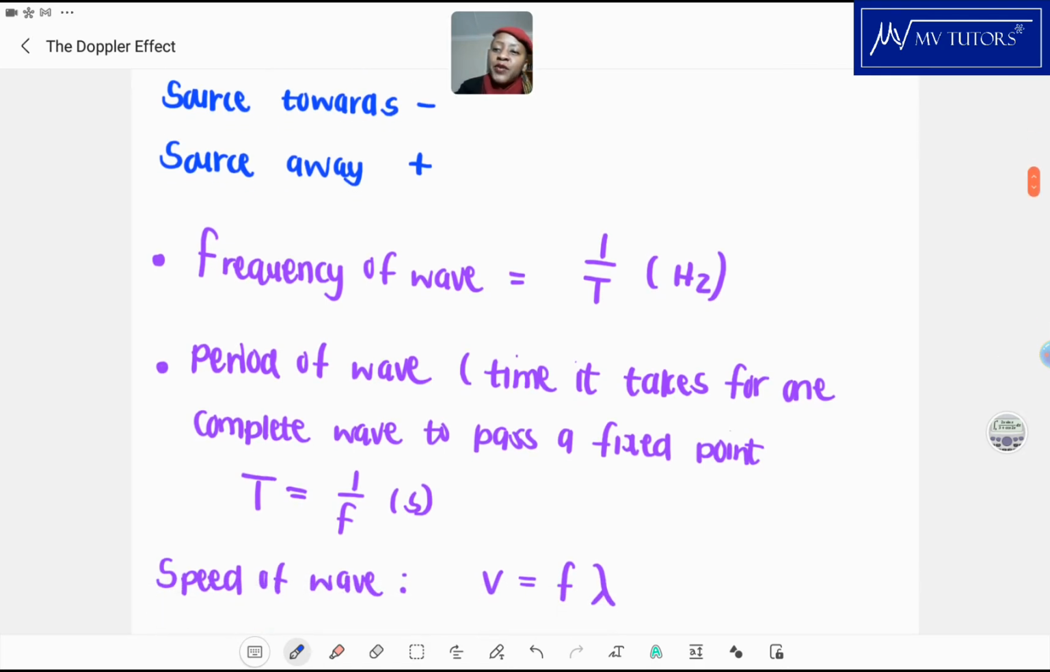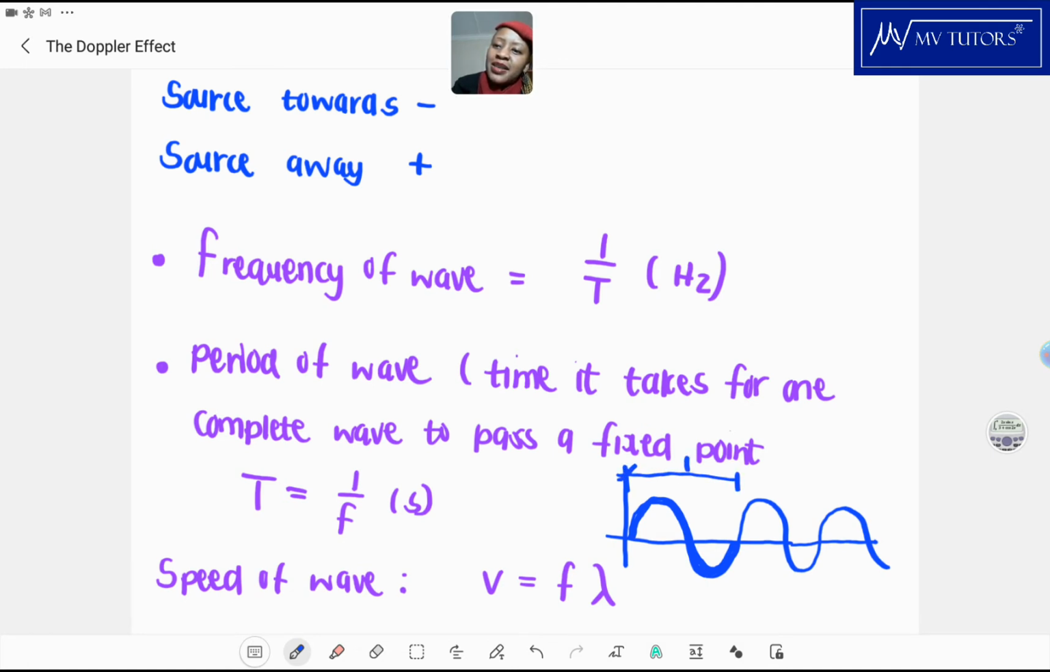What do I mean by that? If you have a graph like this, and you have waves in succession, the distance, so this will be one wave, the one that's thicker. So this would be your period, T, the time it takes to complete a wave. So that's one wave there, and that is your period. That's how you get it.